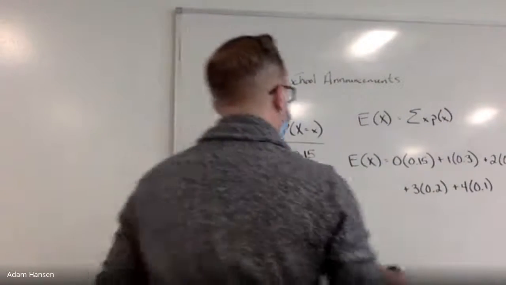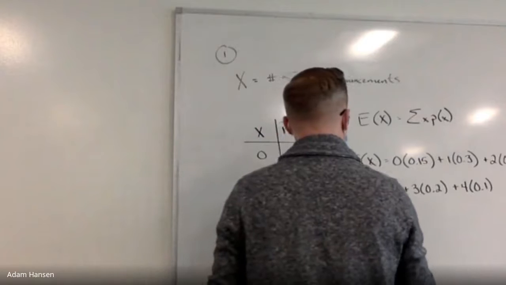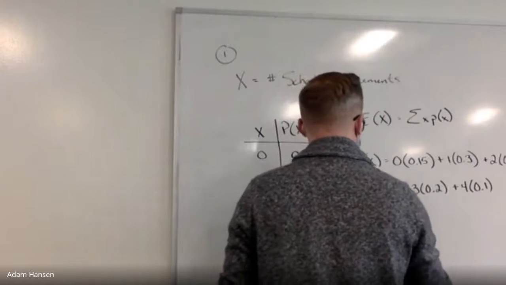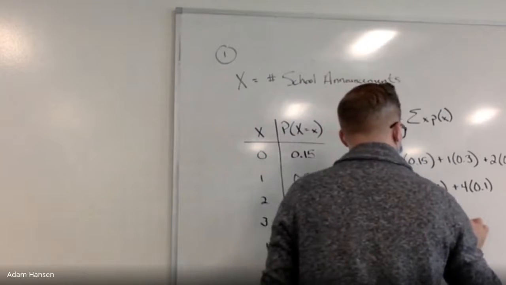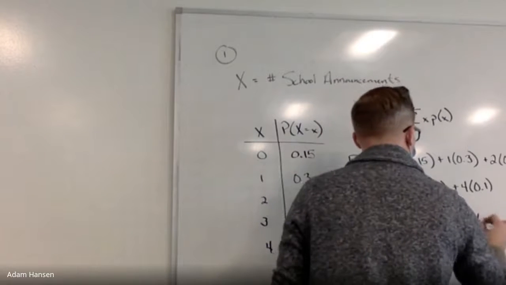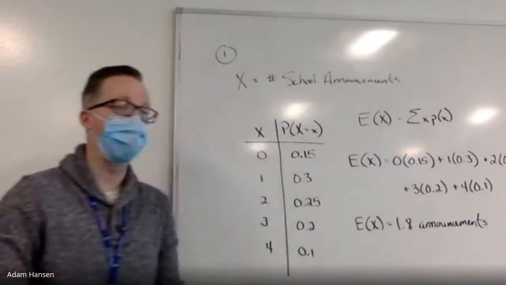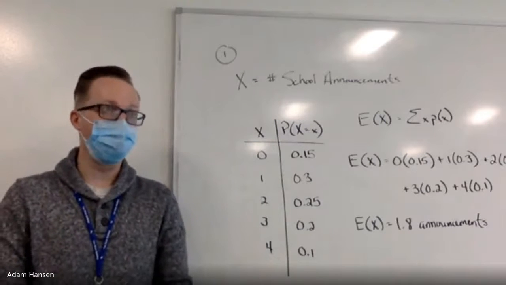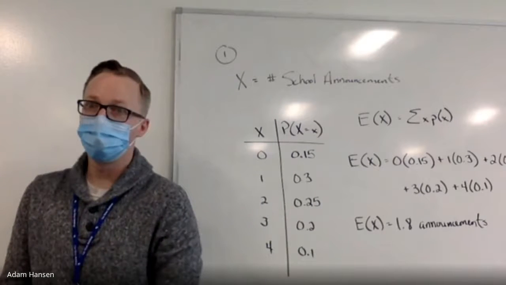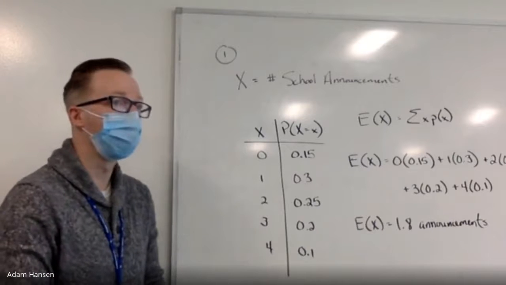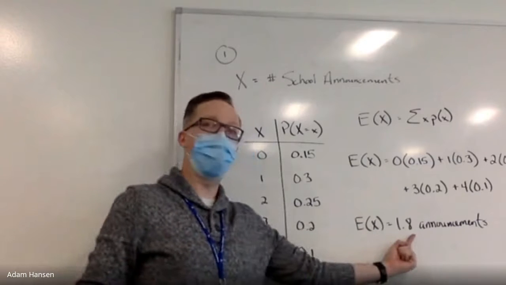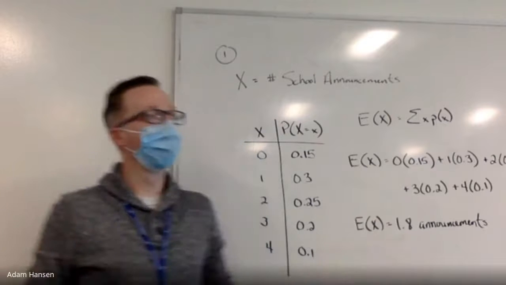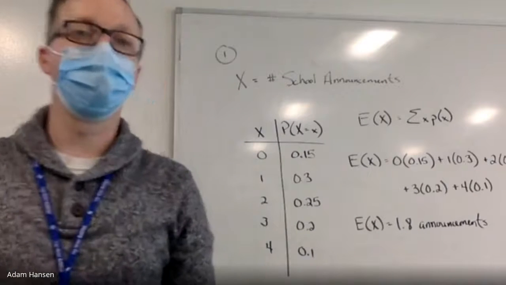What does that mean? What does that number tell us in context? The average number of announcements. On a given day of school, I'd expect about 1.8 announcements. Are there some days where I'd have more? Yeah. Are there some days where I'd have less? Yep. It's random. Who knows what's going to happen? But on average, there's 1.8 announcements for any given day of school. Does that make sense?